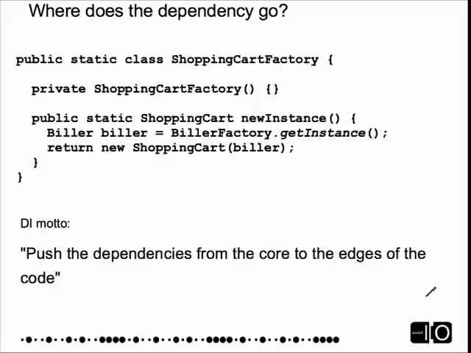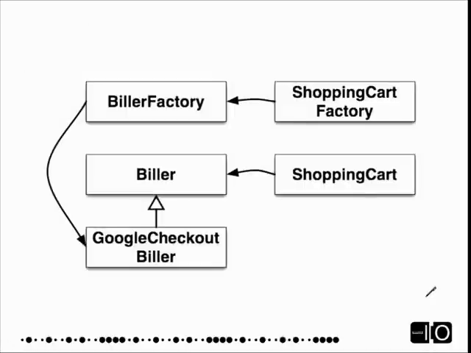And the question is, where does my dependency go? The dependency goes onto the shopping cart factory. Then the shopping cart factory knows how to create a shopping cart by calling the biller factory getInstance and returning a shopping cart in there. A dependency injection motto would be to push the dependencies from the core of the system to the edges of your code, as far out to the edges as they can be. And this is the new diagram. The shopping cart doesn't depend anymore on the Google Checkout biller, so it doesn't depend either compile time or runtime on the Google Checkout biller, and what depends on that is a Google cart factory.